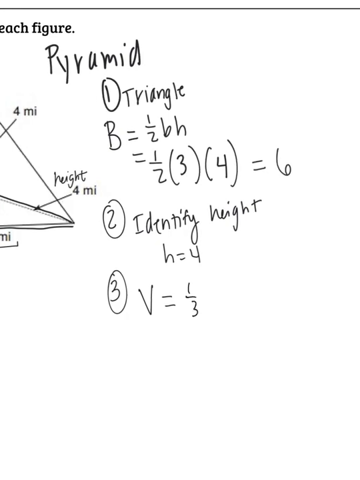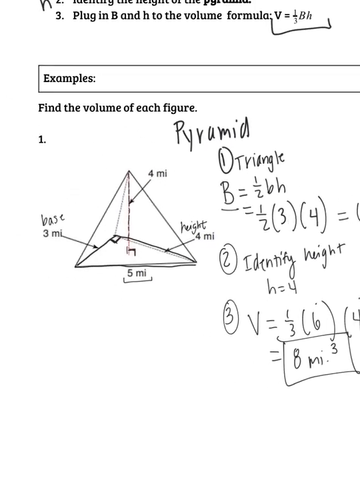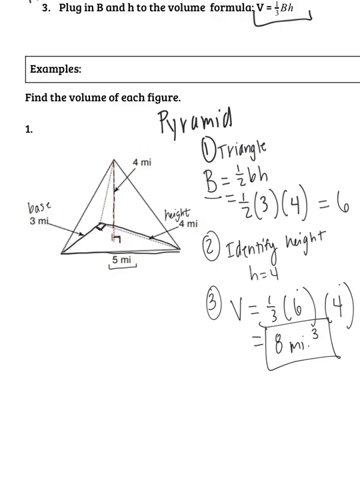So that's 1/3. Big B was 6 and H was 4. Now I can plug this in my calculator and I am good to go. And you don't even have to plug it in your calculator if you want to do it in your head. I would start with the 6 times 4, which I know is 24. And then 24 times 1/3 is really just 24 divided by 3. So that would be 8. And my units would be miles, and I have to cube it because it's volume. So that is an example of a triangular pyramid.